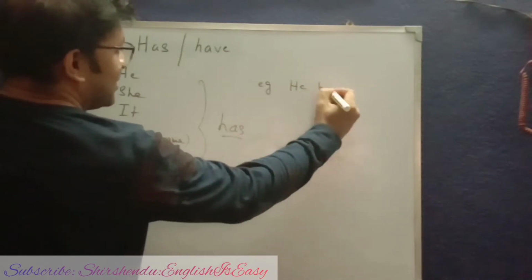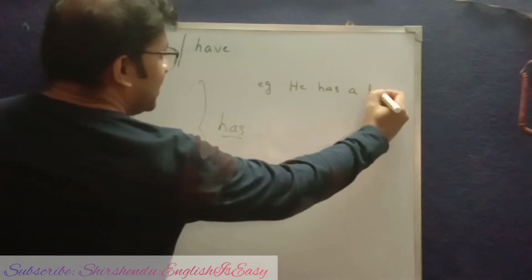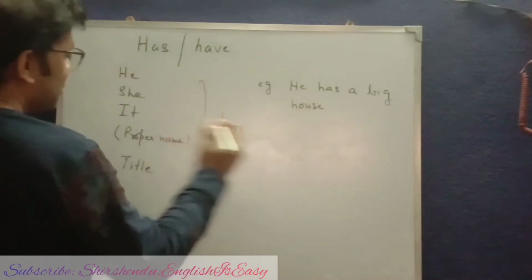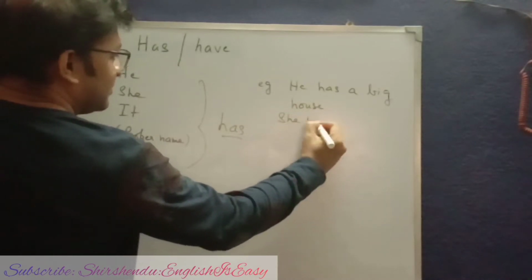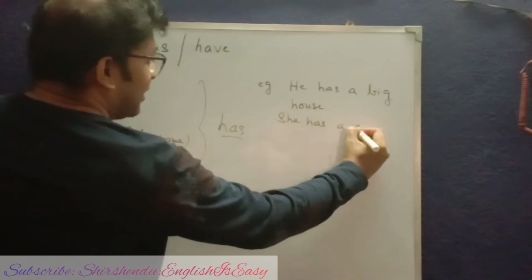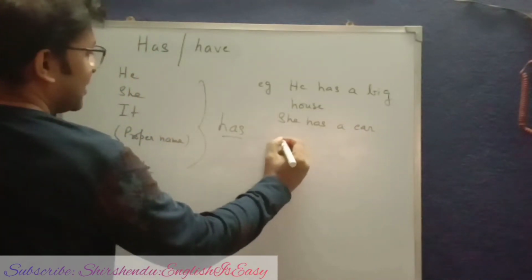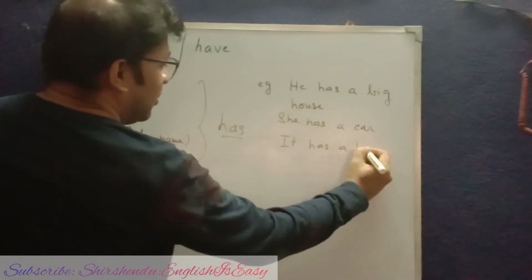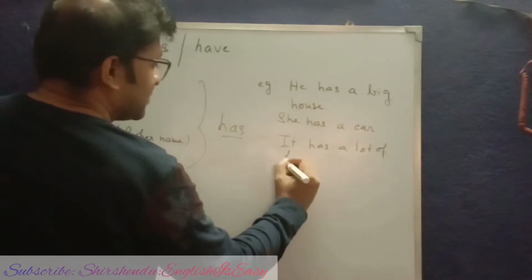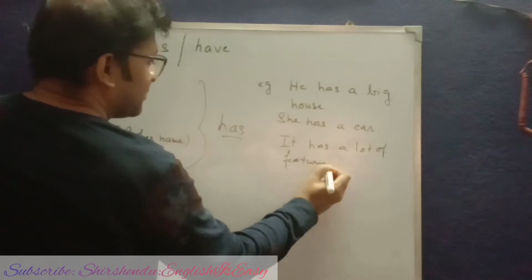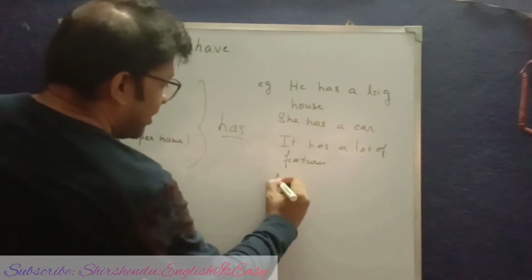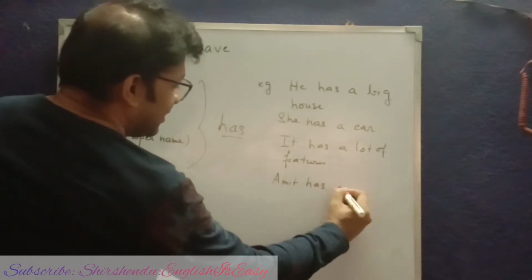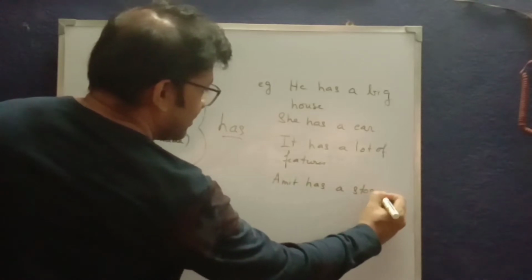He has a big house. She has a car. It has a lot of features. Proper name: Amit has a story book.